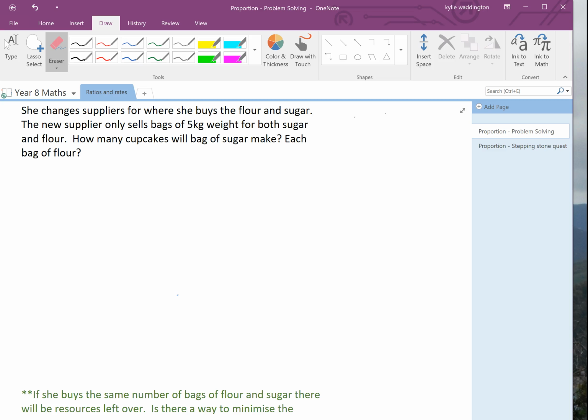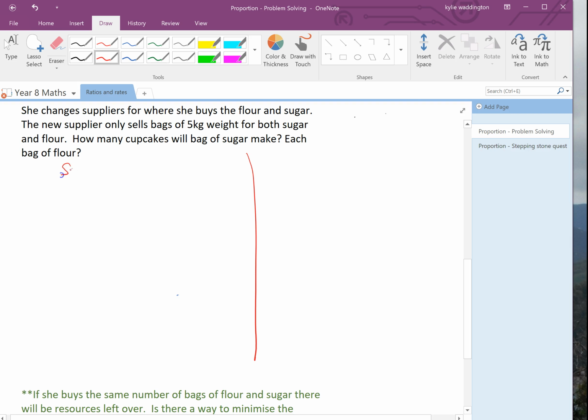Okay, so this part of the question differs slightly from what we did in class today, just because when we do problem-solving questions or extended problem-solving questions, quite often they'll do it as a bit of a story. So here we've got the baker has chosen to change suppliers, and the supplier only sells bags in the weight of 5 kilograms for both the sugar and the flour. We're asked how many cupcakes each bag of flour or each bag of sugar would make. Now we're going to deal with these as two separate entities.